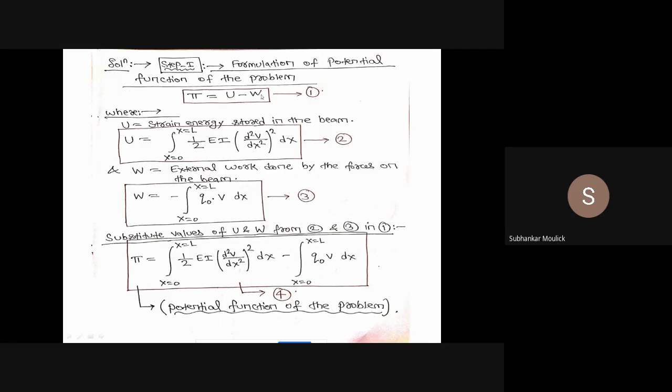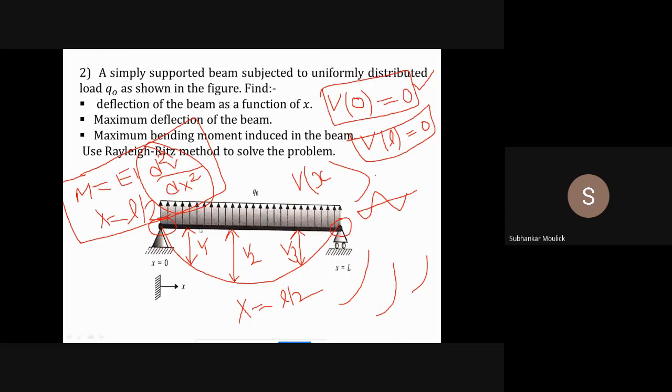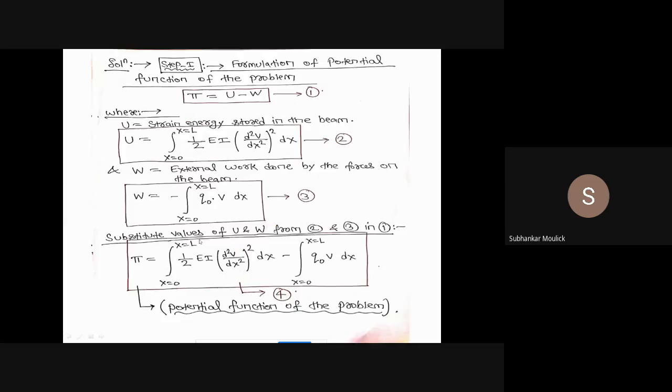What is W? W is the external work done on this particular beam due to external load. And I have told you in the previous two classes while discussing the potential energy approach that this external work done is having three components.